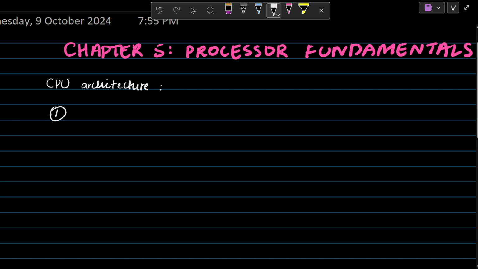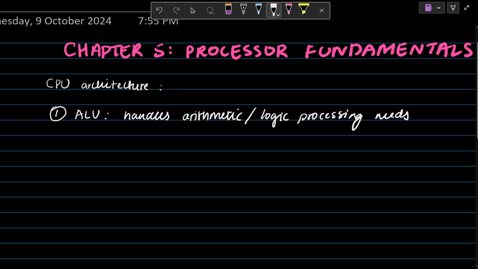Okay, so number one is ALU. ALU is what handles the arithmetic or logic processing needs of a program. Okay, so ALU handles the arithmetic or logic processing needs, which means the plus minus operations, all the calculations are done in the arithmetic logic unit, that is ALU.